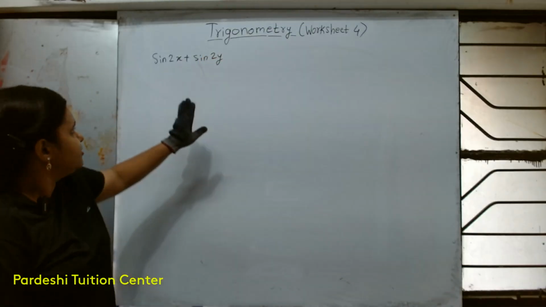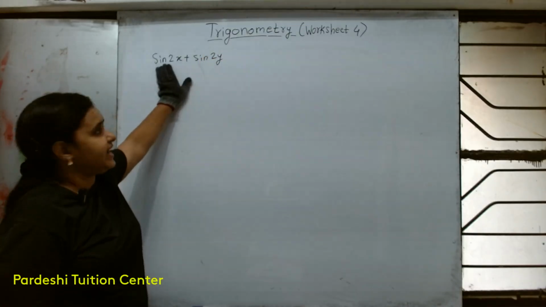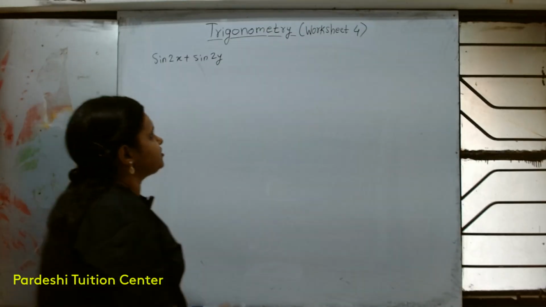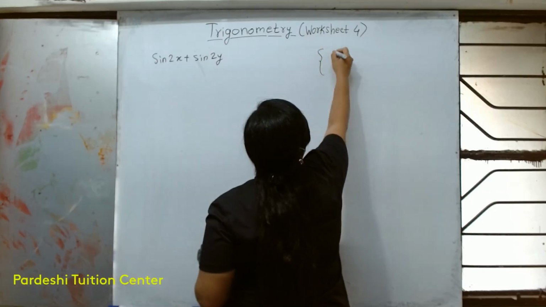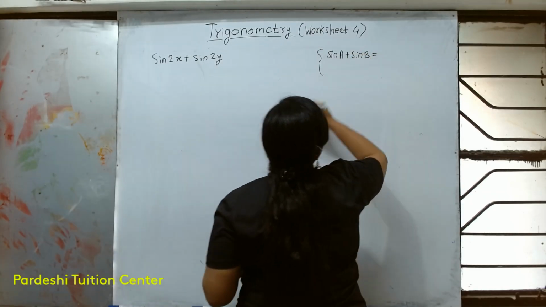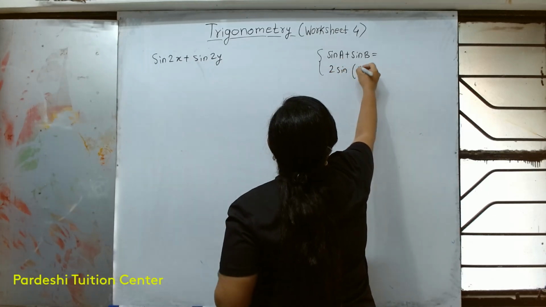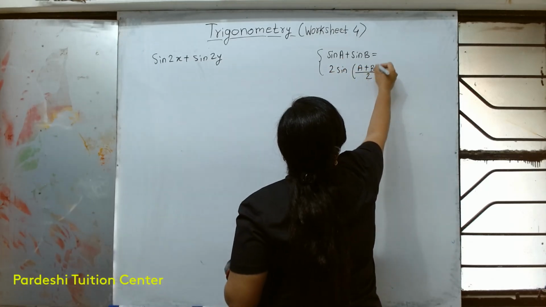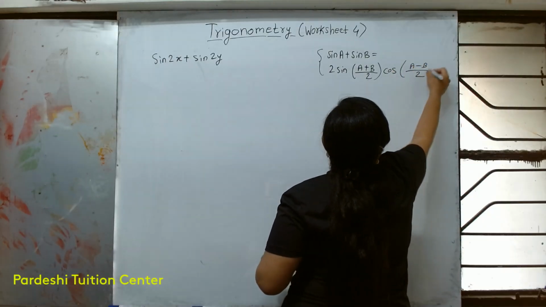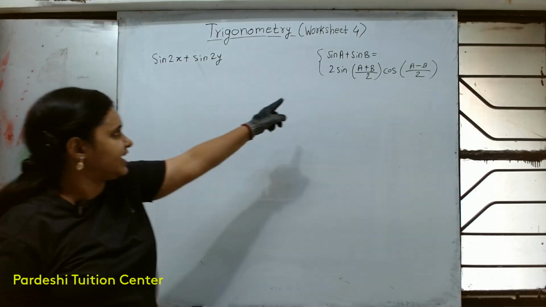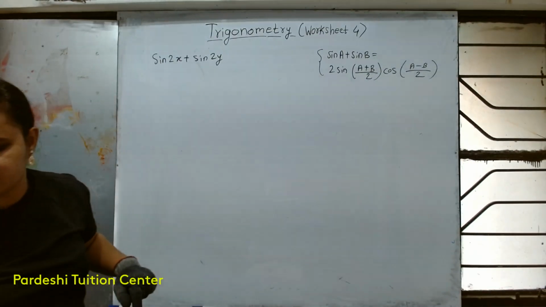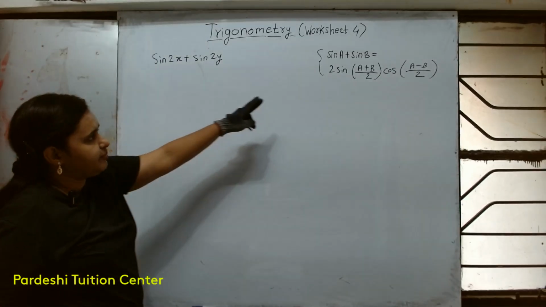Now here you can see it is just like sin a plus sin b, where a is 2x and b is 2y. So what was the formula for sin a plus sin b? Sin a plus sin b equals 2 sin of (a plus b) by 2 and cos of (a minus b) by 2. Okay, we have just written the formula. Now we will apply this formula.